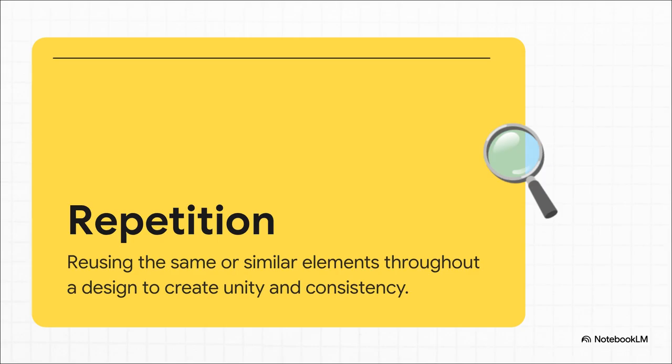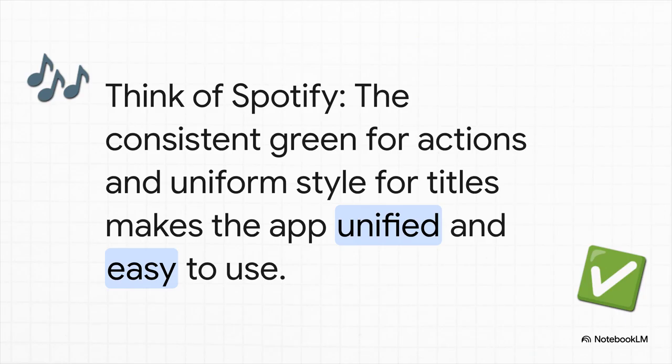This is all about being consistent by reusing certain elements, like a specific color, a font, or even a shape. Repetition creates a kind of visual rhythm, and when you're talking about branding, it's what makes a design instantly recognizable and memorable. Just think about a well-designed app, like Spotify. You instinctively know what that specific shade of green means, right?